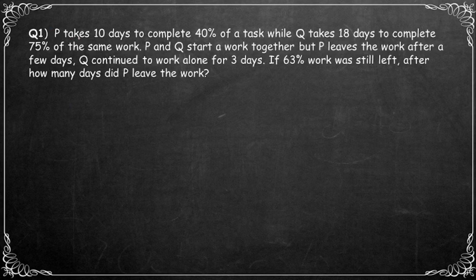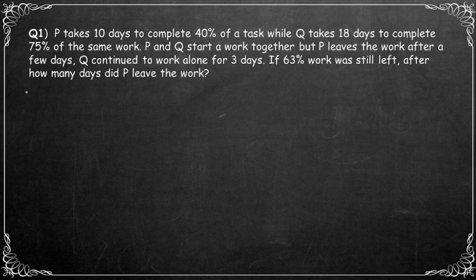Question 1. P takes 10 days to complete 40% of a task, while Q takes 18 days to complete 75% of the same work. P and Q start to work together, but P leaves the work after a few days. Q continued the work alone for 3 more days. Now, if 63% work was still left, after how many days did P leave the work?